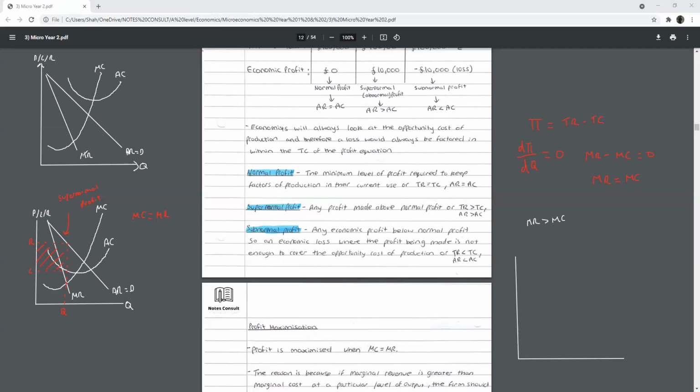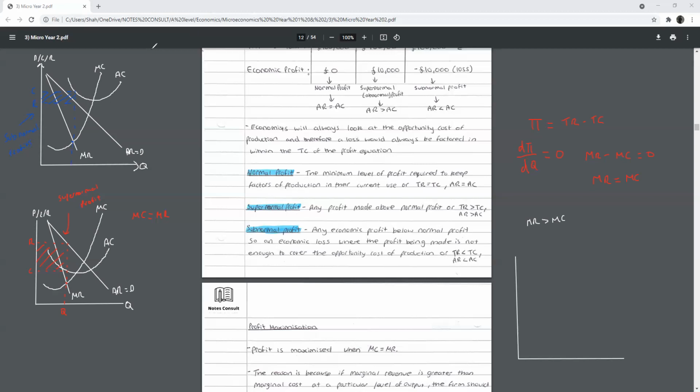I'll do this in blue. Again, the firm is still going to profit maximize at this point here, where MC is equal to MR. But now we first hit our average revenue curve. So this is our revenue here. Then we go further up, and we hit our cost curve up here. So now I have negative profits here, subnormal profits.